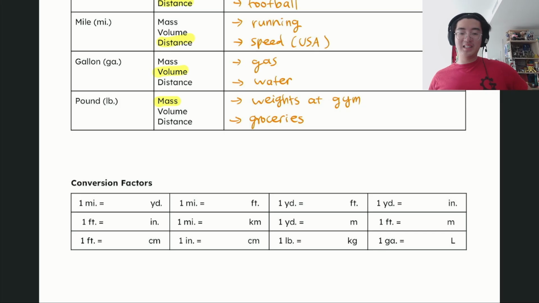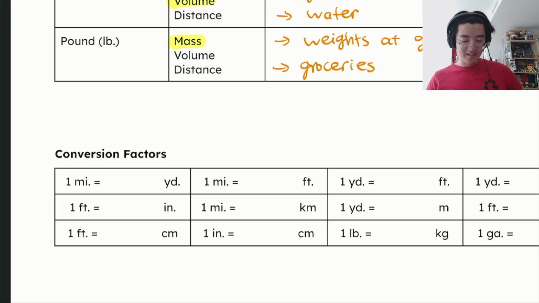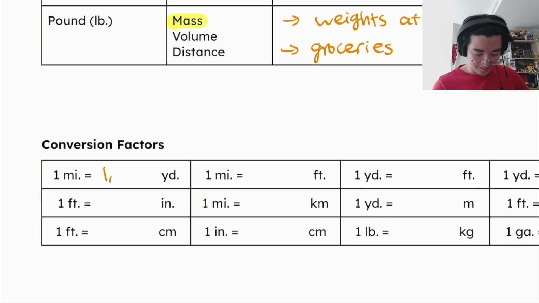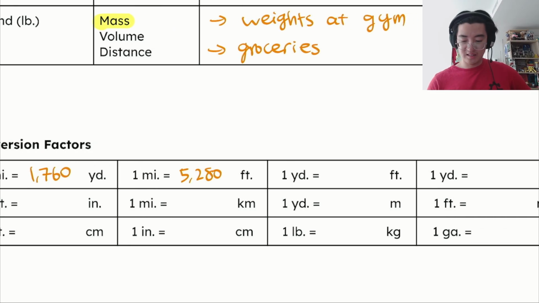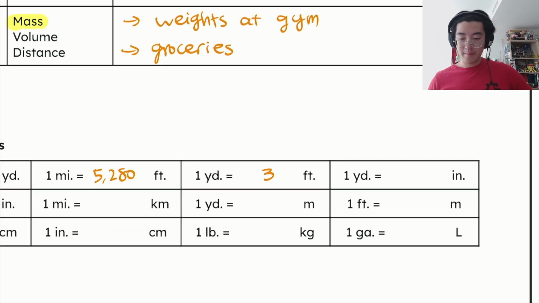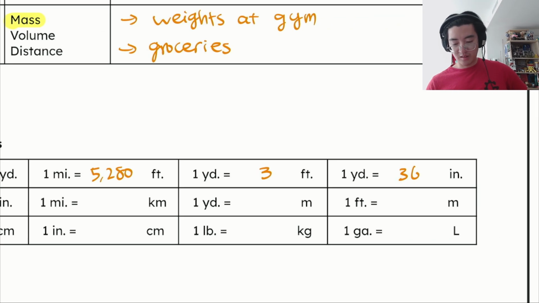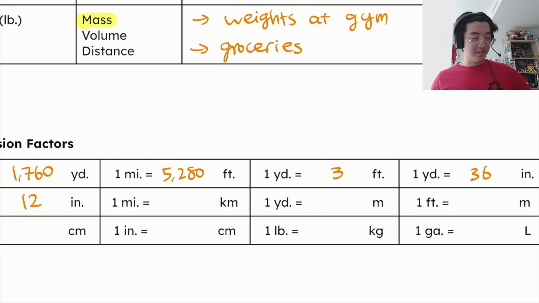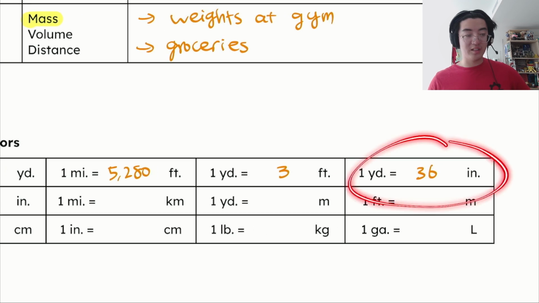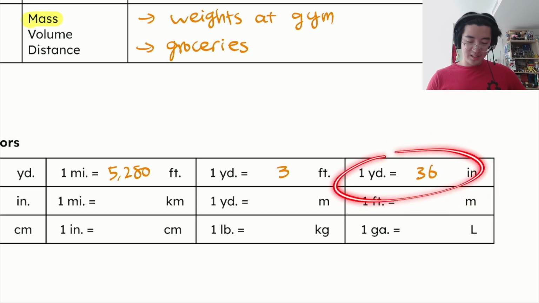So now here comes the fun stuff. What are the conversion factors? There's a bunch here. 1 mile is 1,760 yards, or 5,280 feet. 1 yard is 3 feet. This is, I think, one of the only two nice conversions here. 1 yard is 3 feet, or 36 inches. And the reason for that is 1 foot is 12 inches. So 12 inches make a foot, and 3 feet make a yard. So 1 yard is 3 feet, which is 3 times 12.